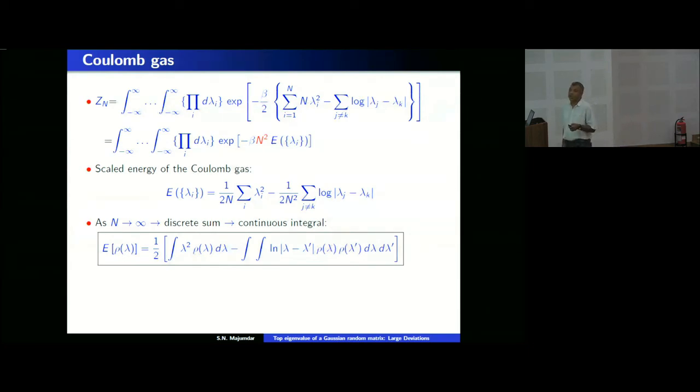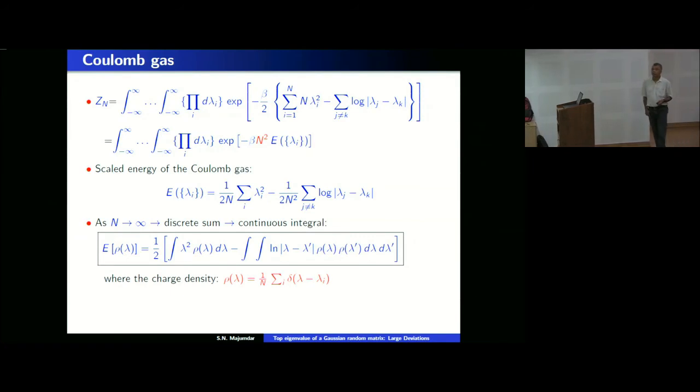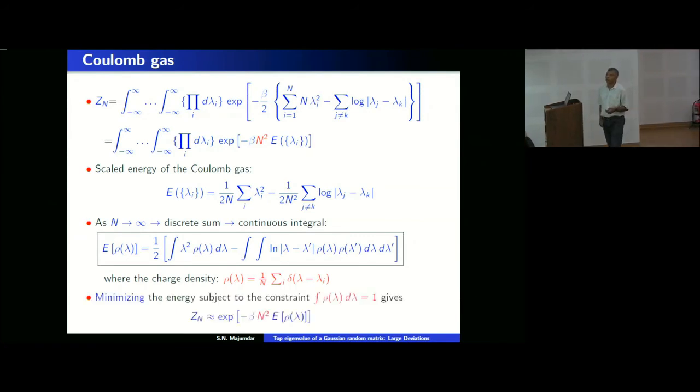So this is my energy, and in the large n limit, you can actually replace these sums by an integral: lambda square rho lambda d lambda, and log of lambda minus lambda prime, rho rho. Where rho lambda is just the empirical charge density. And of course this has to satisfy the constraint that it should be normalized to 1. By definition, this is the fraction of particles between lambda and lambda plus d lambda, okay?